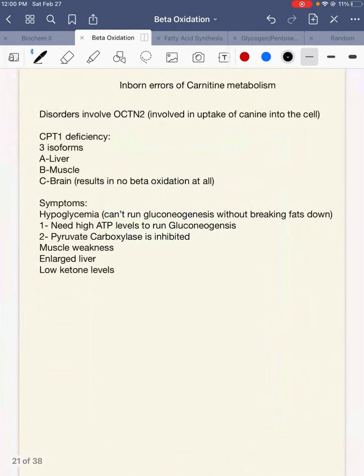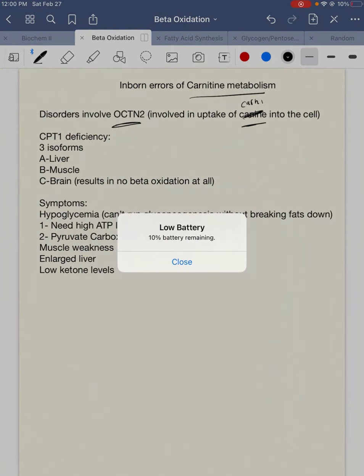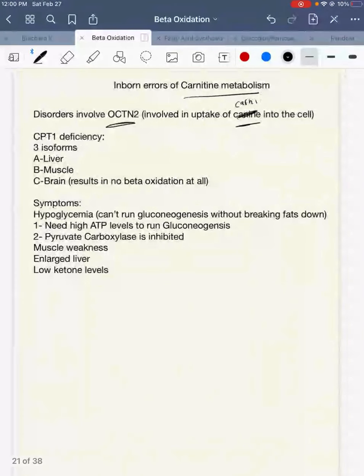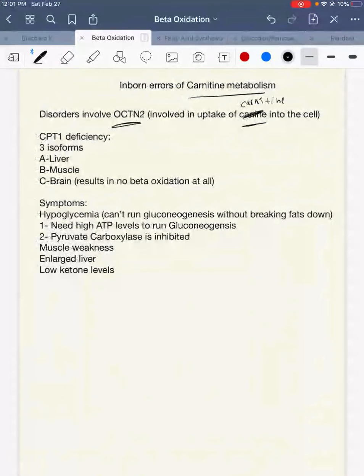Okay, so there is a bunch of inborn errors in carnitine metabolism. So there's ones involved in this protein. So this protein is important in getting, so this is supposed to say carnitine. One second. So this protein is involved in getting carnitine inside the cell. So if we have a disorder in that protein, we won't be able to get carnitine inside the cell, and that will cause a lot of problems with CPT.